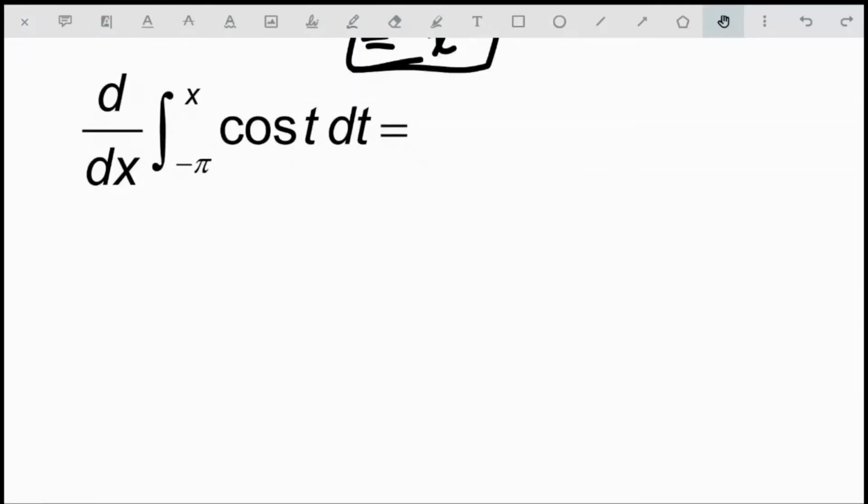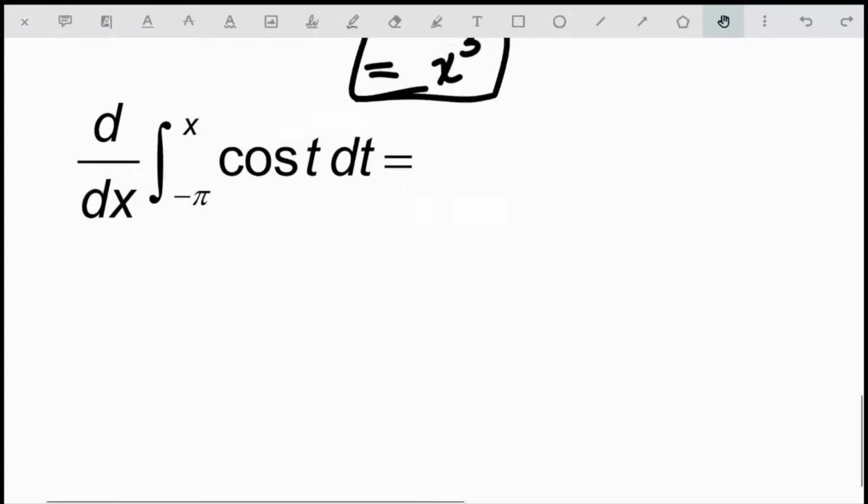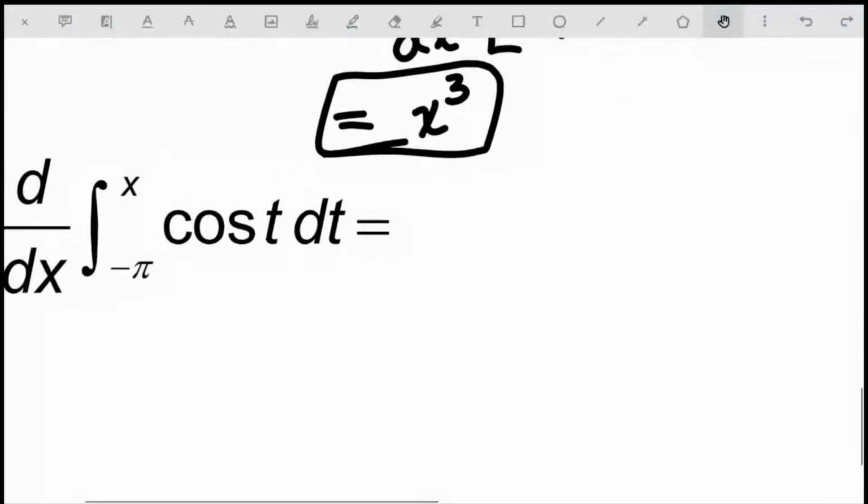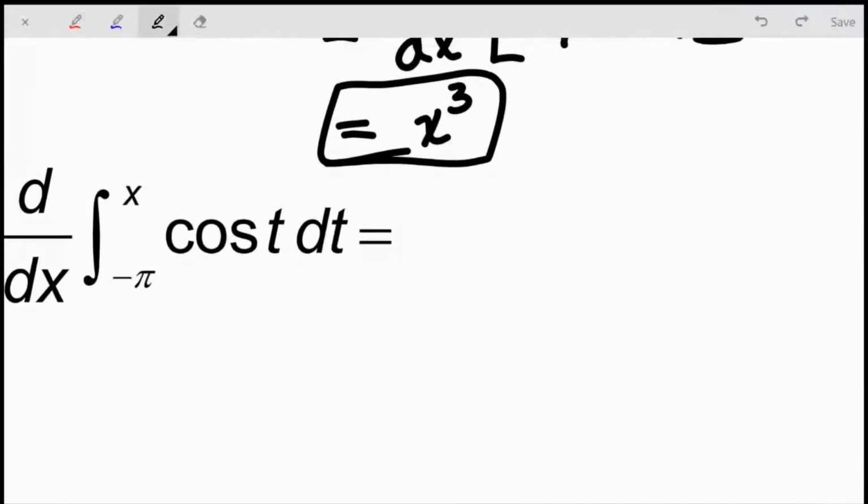Okay, so let's take a look at another question here. The nice thing about this is, once I know how this works, I don't really have to work through these integrals every time, because if I know what's going to happen, there's really no reason to work through this whole process. I'm going to show you this one more time the long way, and then I'll show you how we can shortcut this process. So here we're taking the derivative with respect to x, the integral from negative pi to x of cosine t dt.